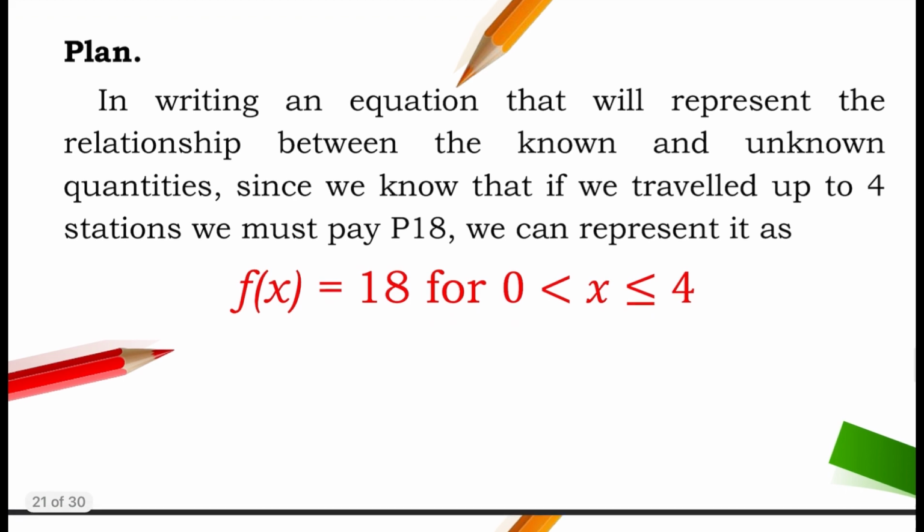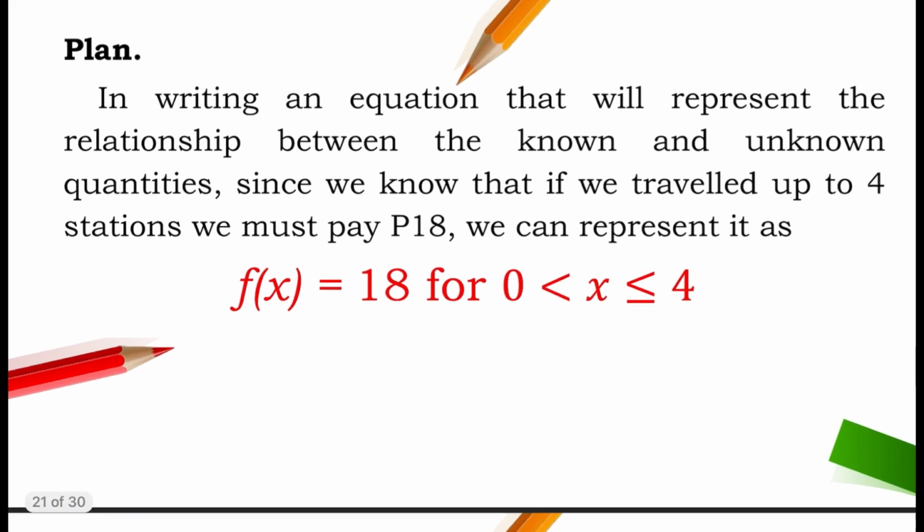Next rule, plan. In writing an equation that will represent the relationship between the known and unknown quantities, we know that if we traveled up to 4 stations, we must pay 18 pesos. We can represent it as f of x is equal to 18, for x between 0 and 4 stations inclusive.